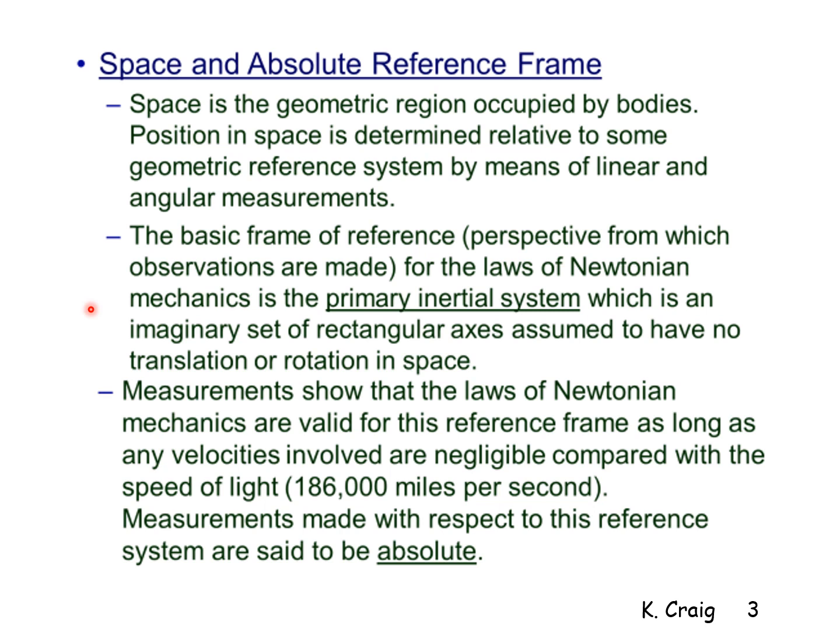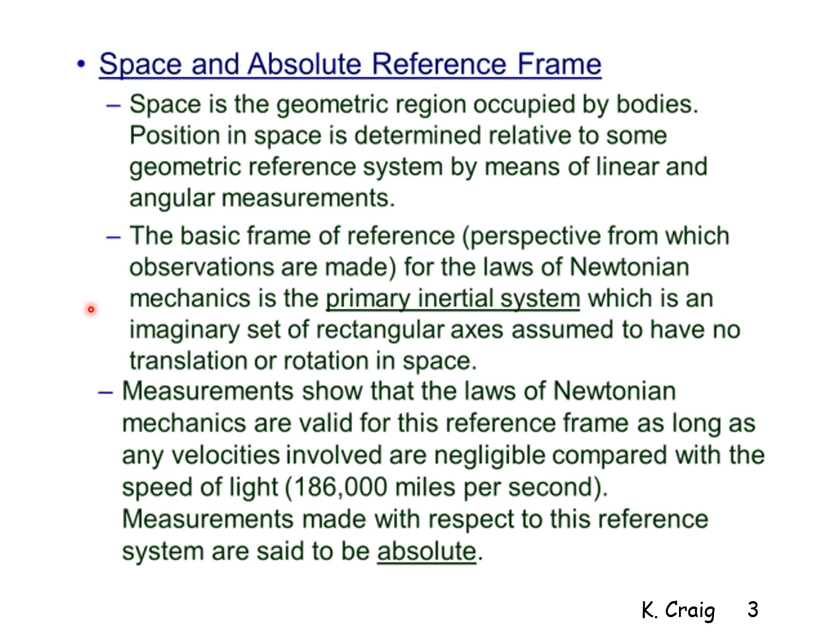Well, where are these axes? They can't be attached to the surface of the Earth because the Earth rotates and translates in space. So these axes are somewhere off in space that are fixed, do not move, do not accelerate. So this primary inertial system is fictitious, and for space travel needs to be an inertial system that doesn't translate or rotate in space.